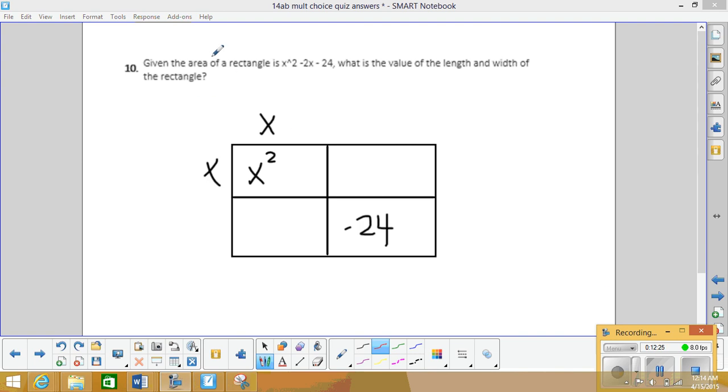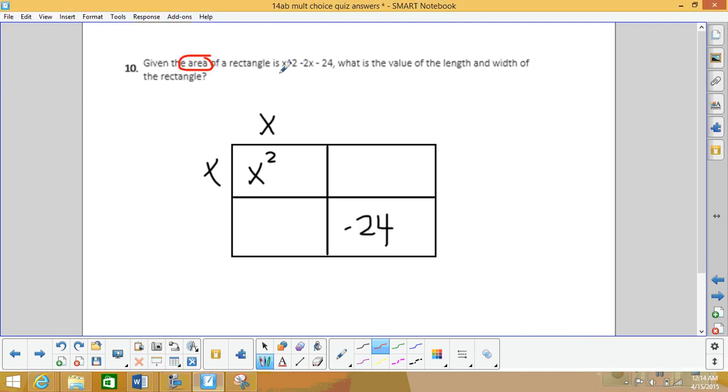Okay, question number 10. Given the area of a rectangle is this quantity, what is the value of the length and the width of the rectangle? So we're looking for the length here and the width here. And how you go about this is you say, well, what two numbers multiply together to give me negative 24 and add up to give me negative 2? So I'm going to start with 1 times a negative 24. So those will give me a negative 24. But if I add these together, 1 take away 24, I do not get negative 2. I get negative 23. So that's out of here.